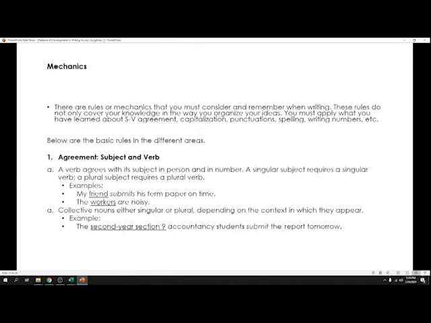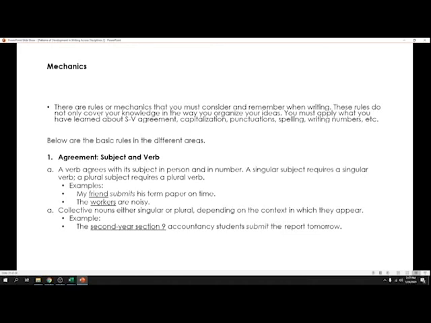So, the next one we have is mechanics. These are rules or mechanics that you must consider and remember when writing. So, these rules do not only cover your knowledge in the way you organize your ideas. You must apply what you have learned about subject-verb agreement, capitalization, punctuations, spelling, writing numbers, etc. So, we have here basic rules in different areas.